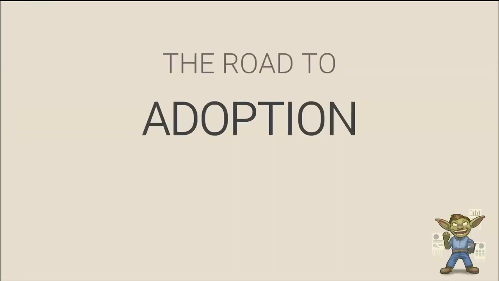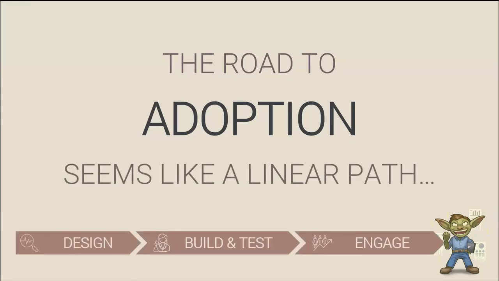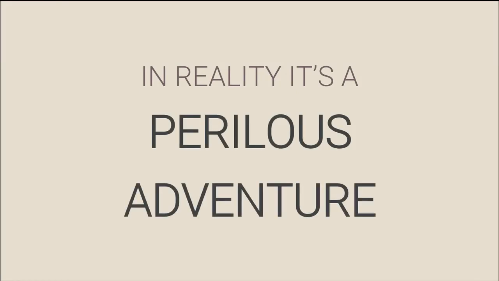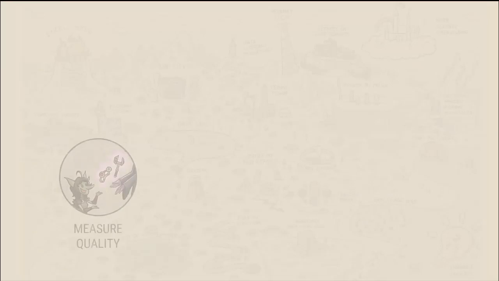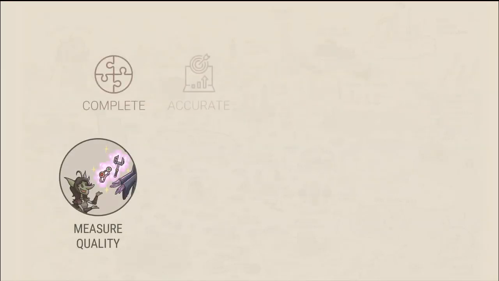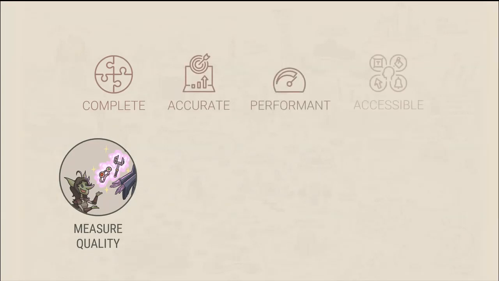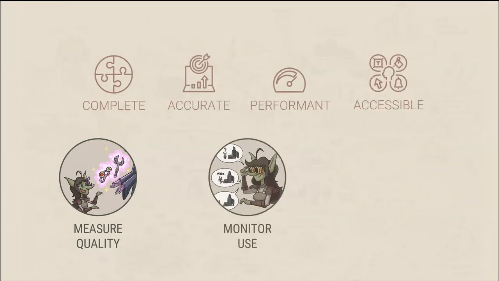So to summarize, the road to adoption seems like a linear path where we design our solution, build it, test it, and set it out into production. The reality is that it's a perilous adventure with a lot of winding twists and turns. That's why we have to measure the quality of our report to say that it's complete, accurate, performant, and accessible.